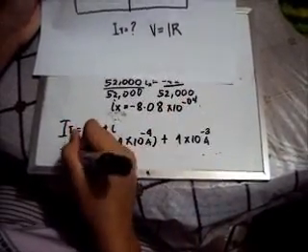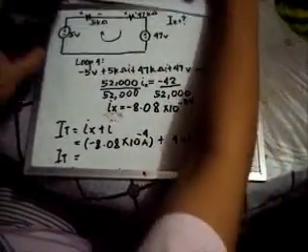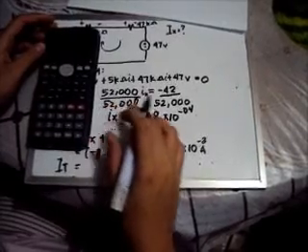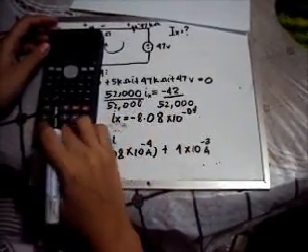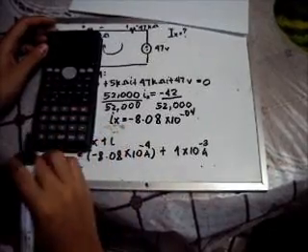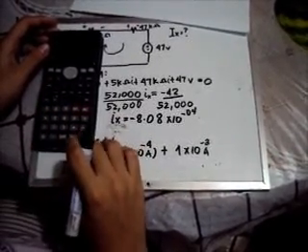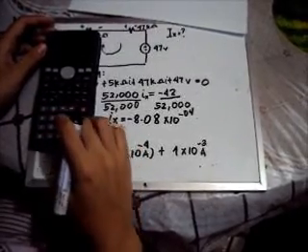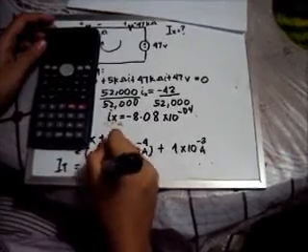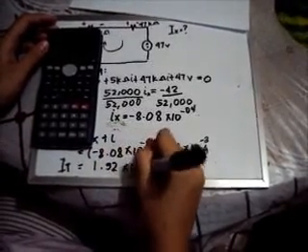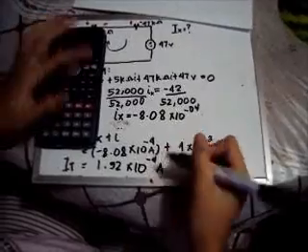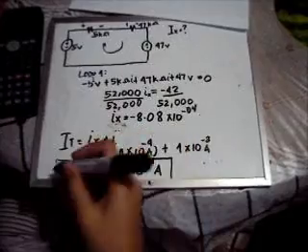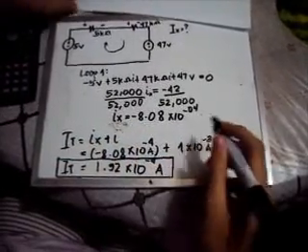Then It, using the calculator again: negative 8.08 times 10 raised to negative 4 plus 1 times 10 raised to negative 3 is equal to 1.92 times 10 raised to negative 4 amperes. So there we go. We now have the value of It.